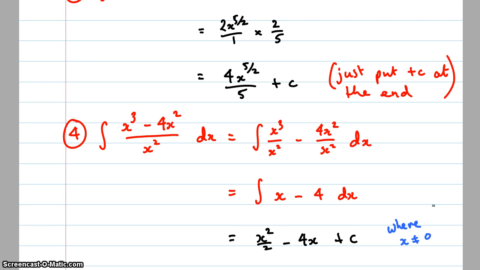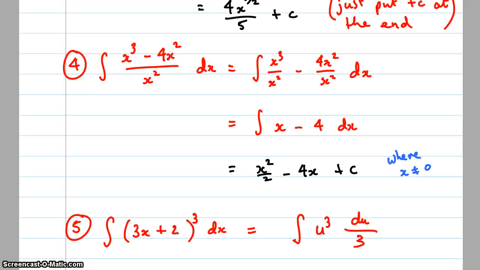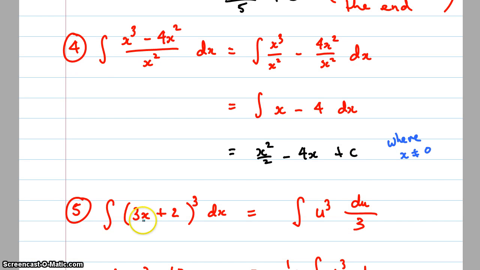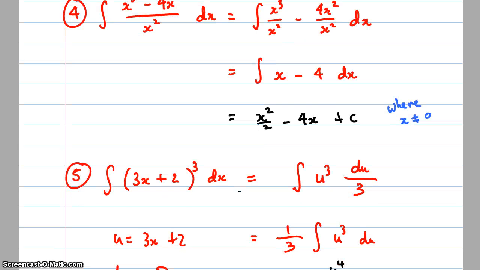Let me show you an example where you can use a substitution to get the answer, but I'll probably prefer you to not use it. But let me show you what it is, and then I'll explain a bit later. So I've got the integration of all in brackets 3x plus 2 all cubed dx. What I'm suggesting, this is one way of doing it. There's another way I'll show you in a little bit.